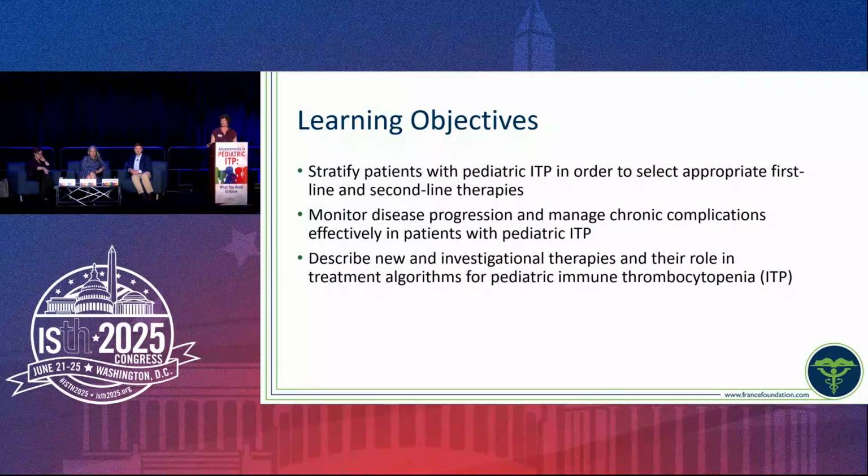As we move into this program, our passion is to help you do your job and support the patients and families that you care for. In order to do that, our objectives for you today are to improve your ability to stratify patients with pediatric ITP in order to select appropriate first-line and second-line therapies, to monitor disease progression and manage chronic complications effectively, and to look at the new and investigational therapies and their role and potential role in your patients.